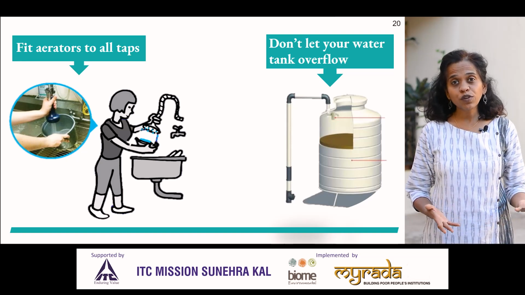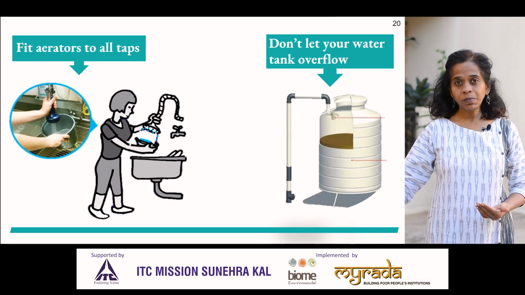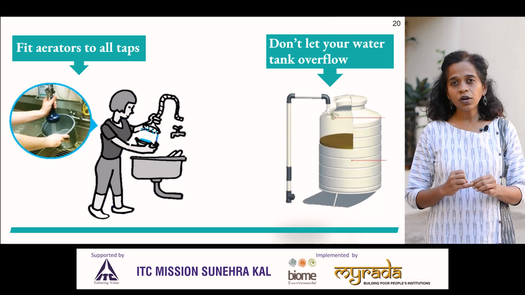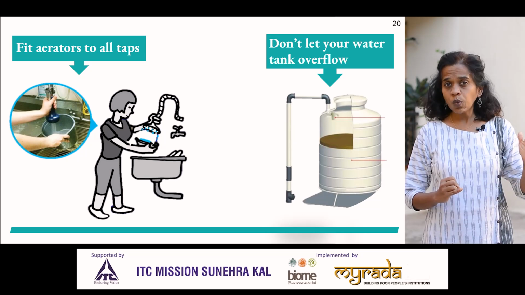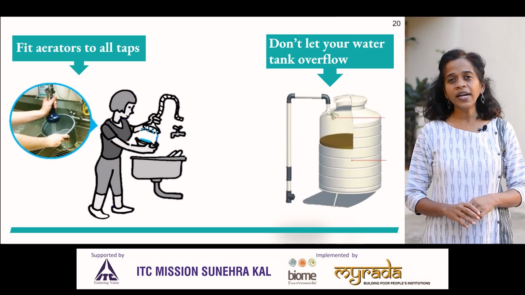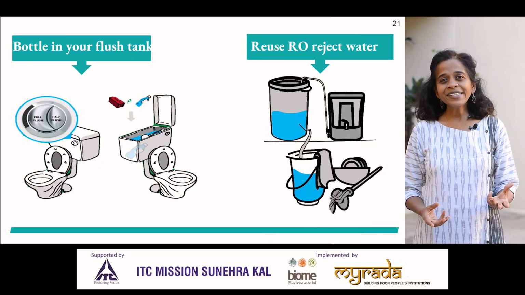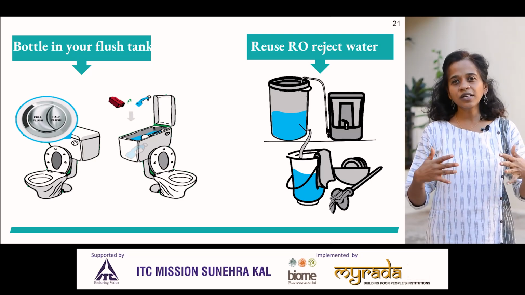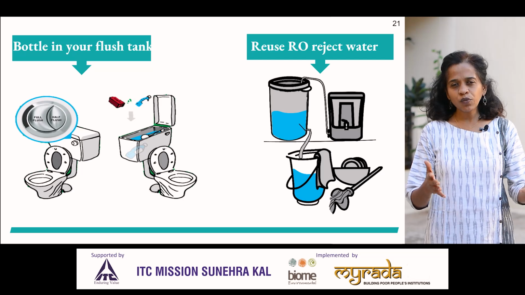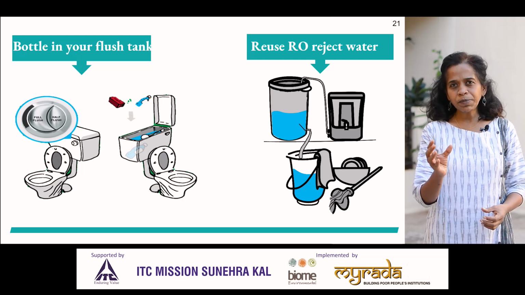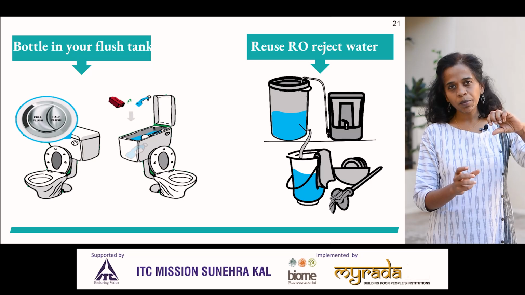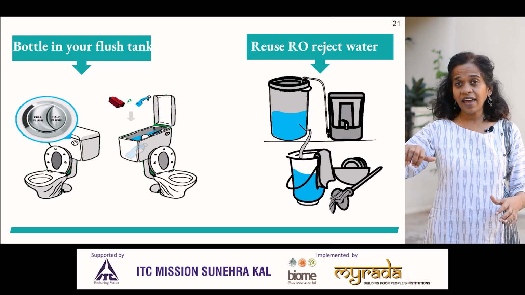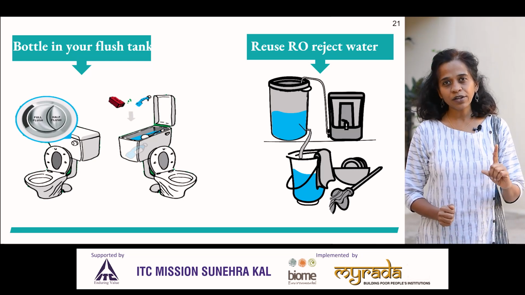Water tanks overflow. When we switch on our pumps and we are pumping to our overhead tanks, make sure that you fix automated water controllers and water level controllers so as to avoid any form of overflow. A simple thing that you can do is with a flush tank. Every time you flush, a certain volume of water flows out. It could be 4 litres, 6 litres. You can displace a certain volume of water by taking a bottle that's filled with water and placing it inside your flush tank. This way, every time you flush, you're saving 1 litre of water.